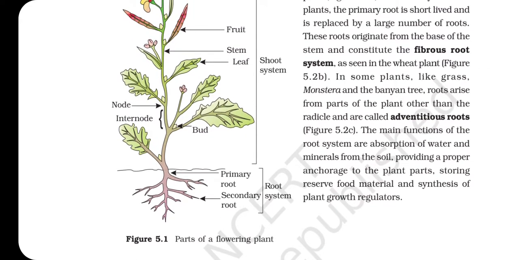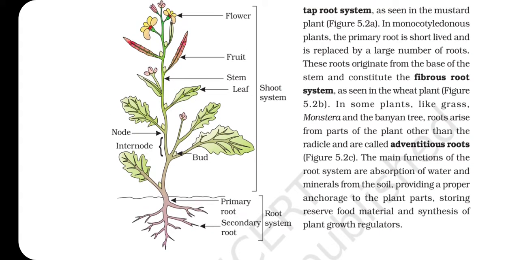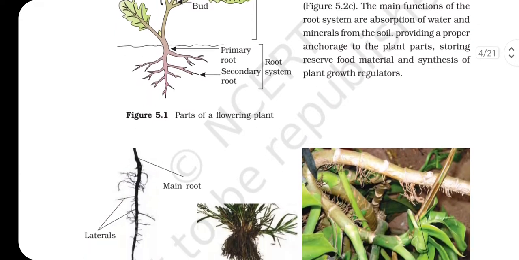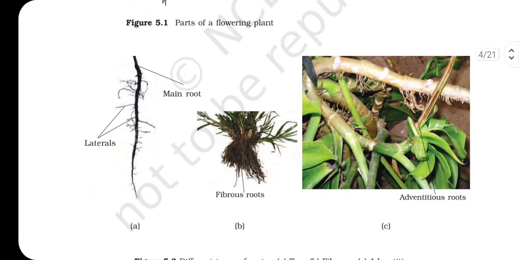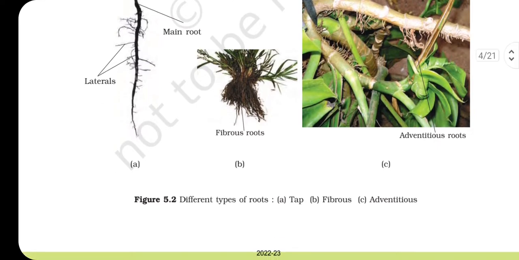The leaves between the two stems, it is known as a bud, and two nodes with the internode between. Fruit, stem, leaf, flower. Adventitious root. Lateral root, fibrous root, and adventitious root.